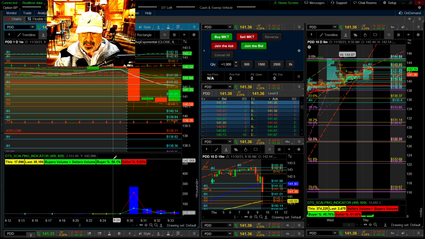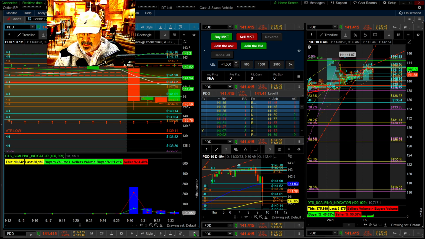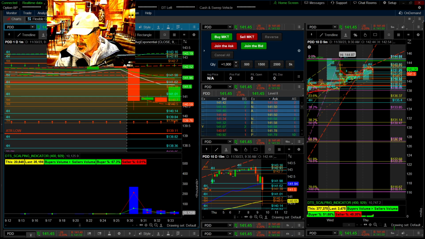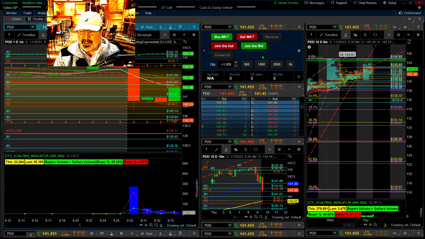So here I have a 1 minute chart with the scalper's indicator. And then I've minimized some down here: a day, a 4 hour, a 1 hour, a 5 minute, and another 5 minute here, the level two and the active trader. So briefly, we'll go over why I have what we have here.